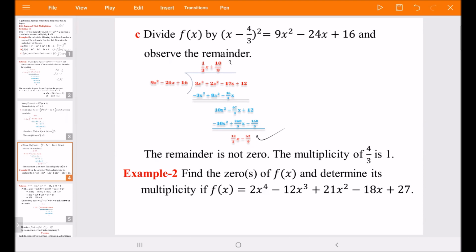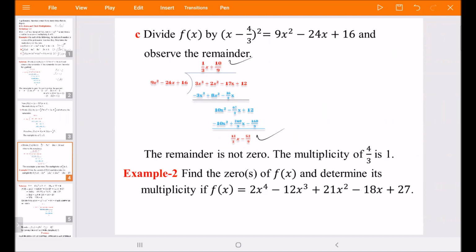Check it for yourself. Divide f of x by 9x squared minus 24x plus 16. The remainder is 13 over 3x minus 52 over 9. So the remainder is not 0. So the multiplicity of 4 over 3 as a zero of this polynomial is only 1.